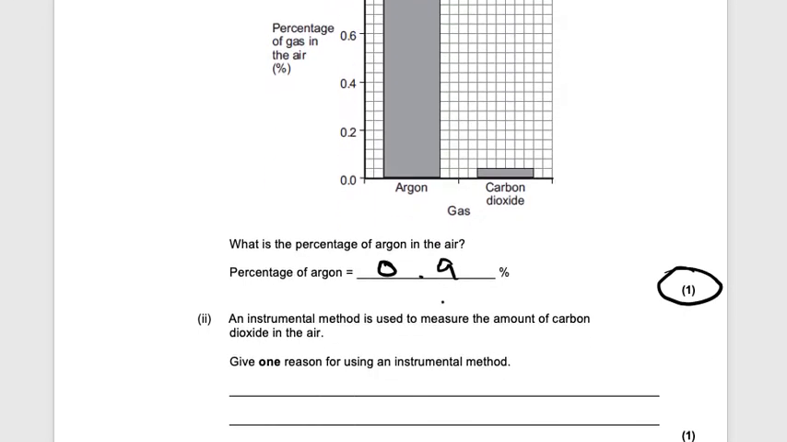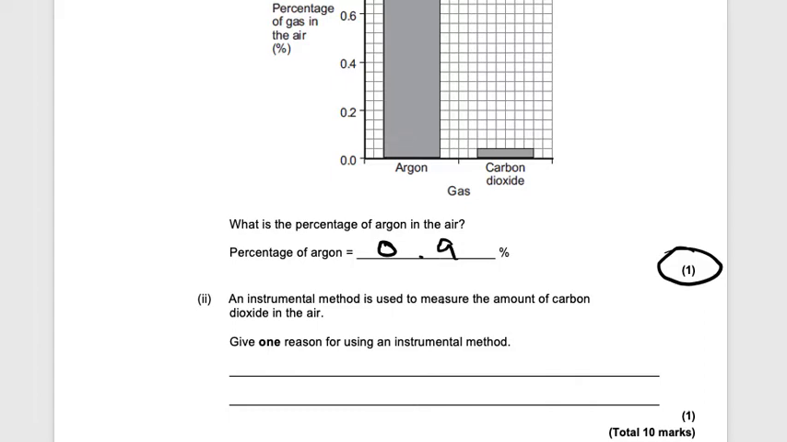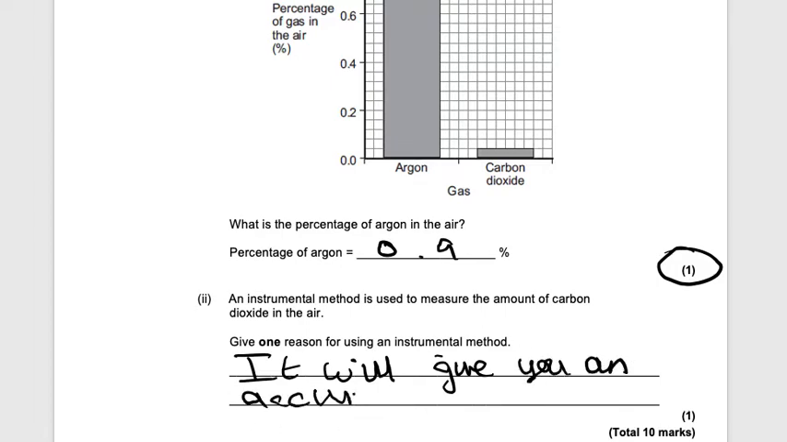An instrumental method is used to measure the amount of carbon dioxide in the air. Give 1 reason for using an instrumental method. So because we're measuring the amount of carbon dioxide in the air, it will give you an accurate result. Okay, and that would be worth 1 mark.